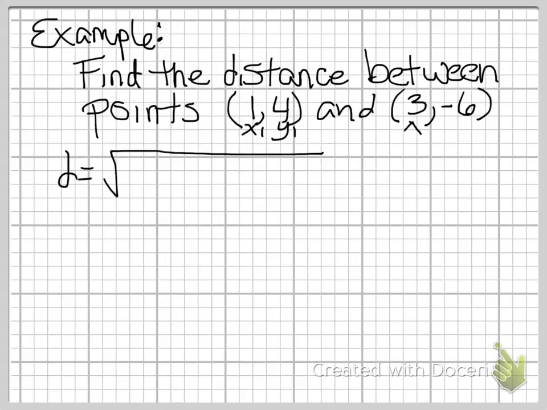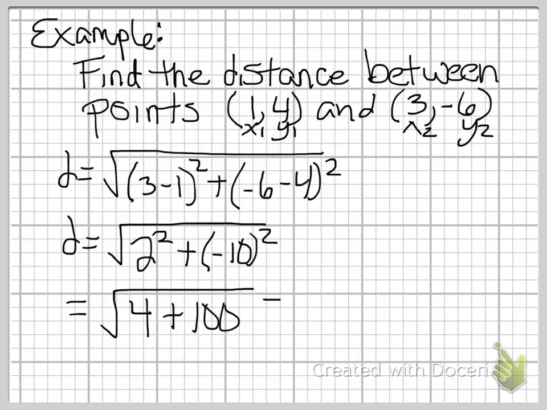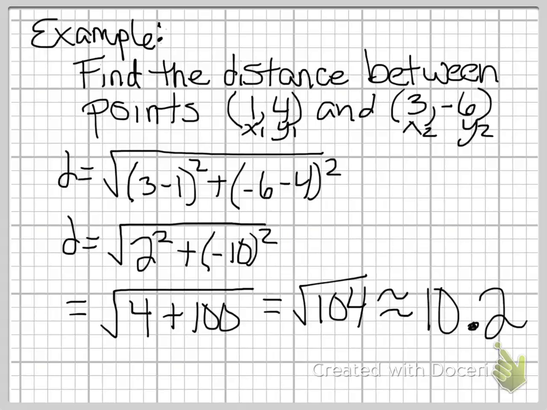So we're just going to plug it into the distance formula. 3 minus 1 squared plus -6 minus 4 squared. So you're taking your change of your x's, squared it, change of your y's, and squared it. So we're going to have 2 squared plus negative 10 squared gives you 4 plus 100, which gives you 104. You take the square root of that, and you get approximately 10.2.